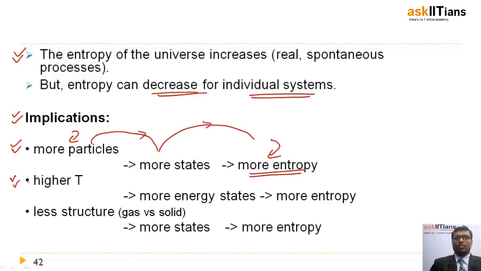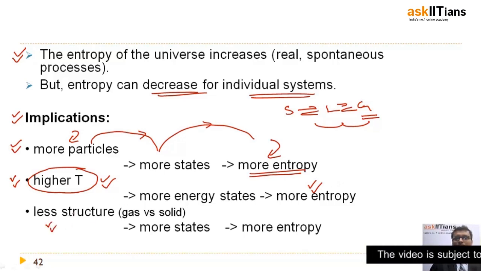Now another important parameter, what happens if you increase the temperature? The same example we have discussed, solid to liquid, liquid to gas, there you are increasing temperature. So what is happening, friends, if you increase the temperature, there is an increase in the disorderedness. That means there is an increase in entropy. So higher is the temperature, higher is the entropy.